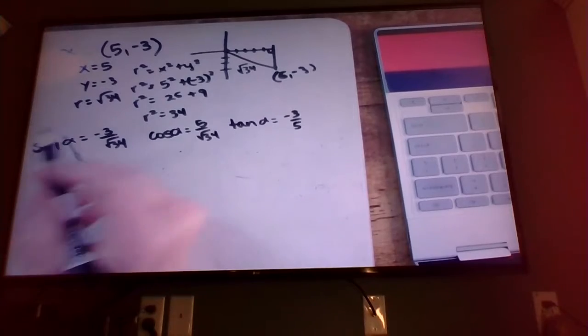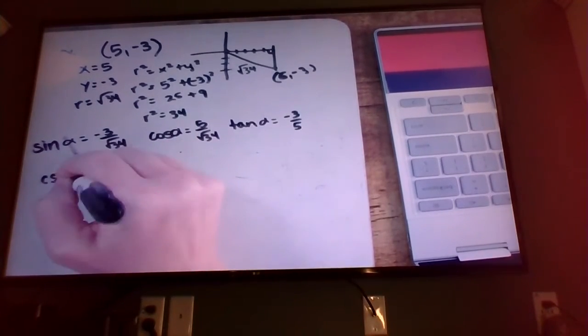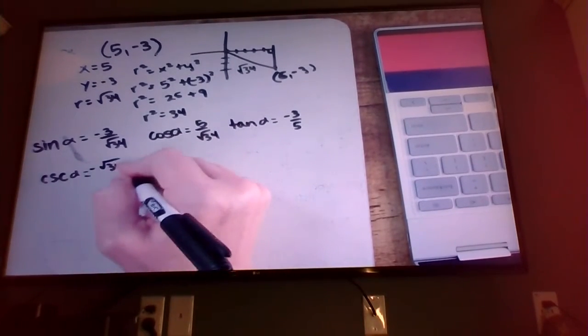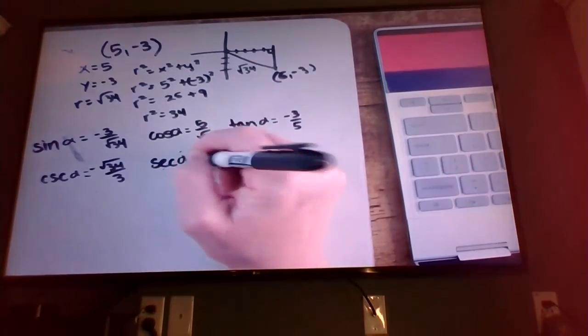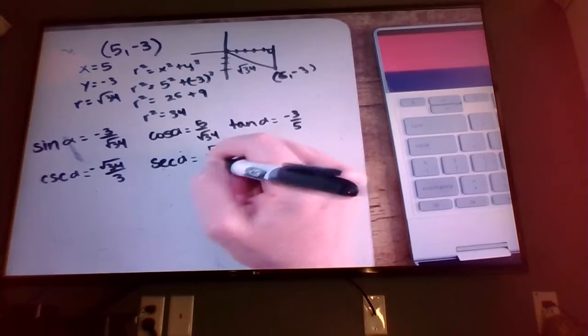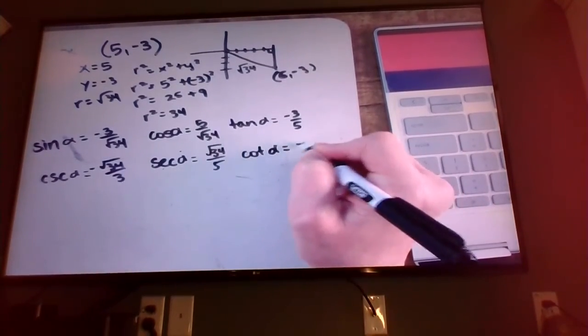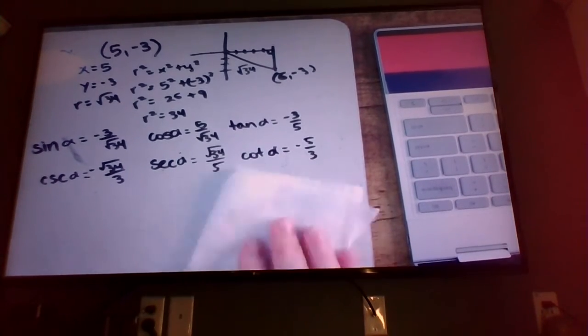All right, so cosecant is the reciprocal of sine. So the cosecant of alpha would be negative square root of 34 over 3. Secant is the reciprocal of cosine, so that's going to be square root of 34 over 5. And cotangent is the reciprocal of tangent, so that's going to be negative 5 over 3. And that's it.